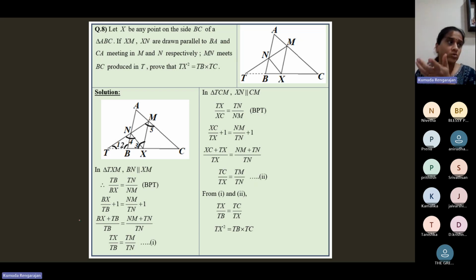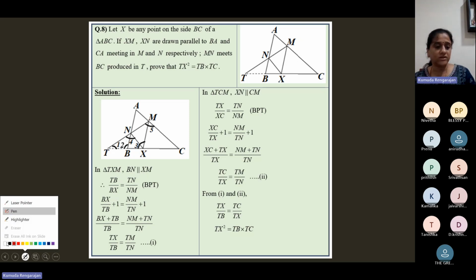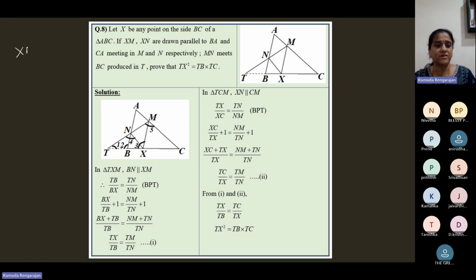You cannot take any two triangles. You have to take two triangles that have a common side. So here TMX and TMC have a common side TM. And the other thing is, the two sets of parallel lines are XM parallel to BA and XN parallel to CA.